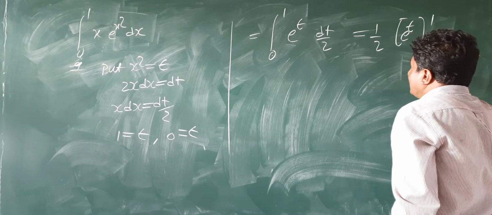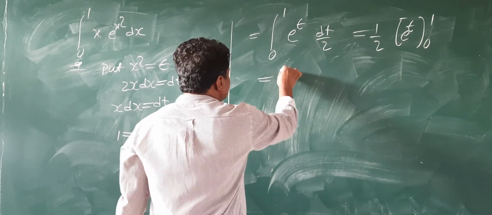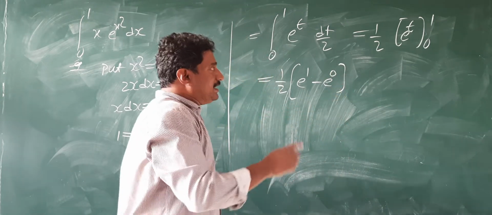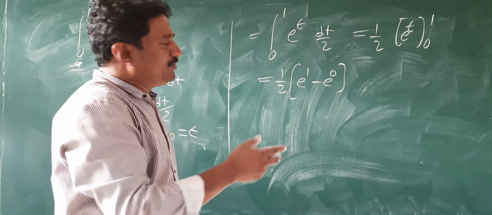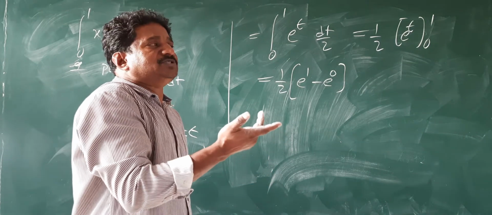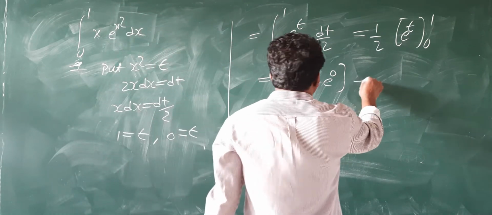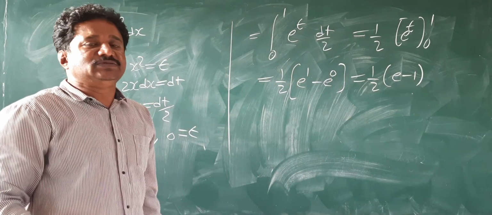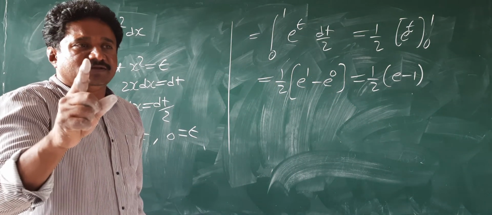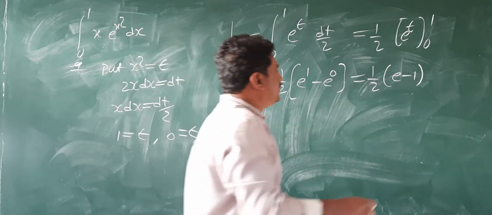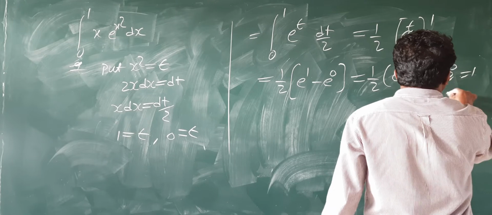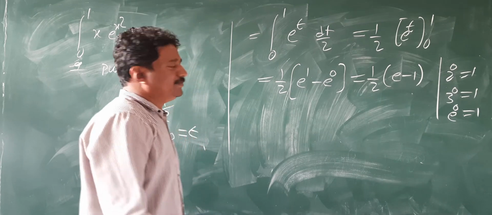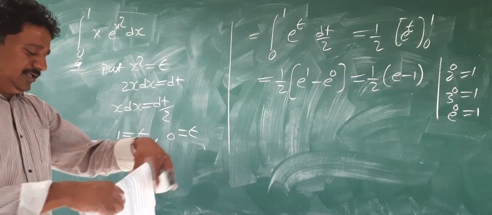So 0 to 1. Upper limit minus lower limit. 1 by 2 into e power 1 minus e power 0. Because these are t values, t values can be substituted for t. So right. So 1 by 2 into e minus 1. Any number power 0 is 1. e is a number. 2 power 0 is 1, 3 power 0 is 1, e power 0 is 1. Any number power 0 is 1 only. How much is the answer? 1 by 2 into e minus 1.